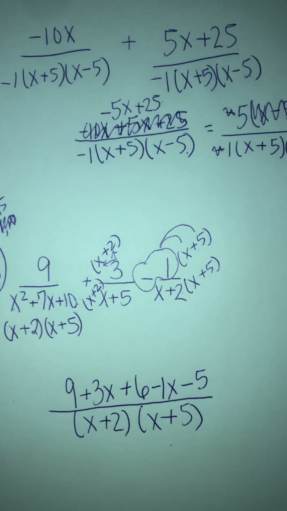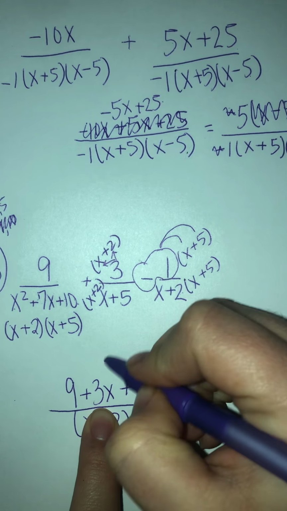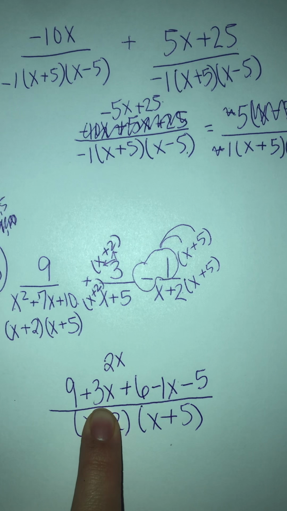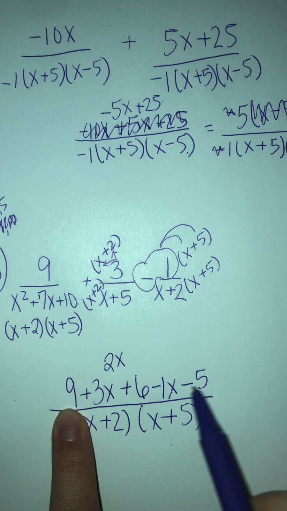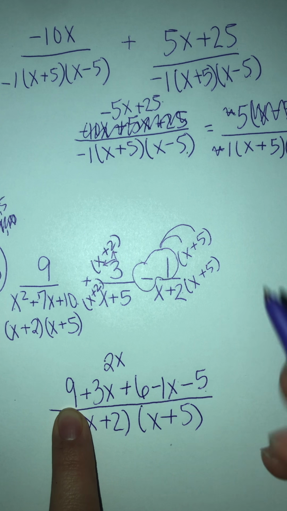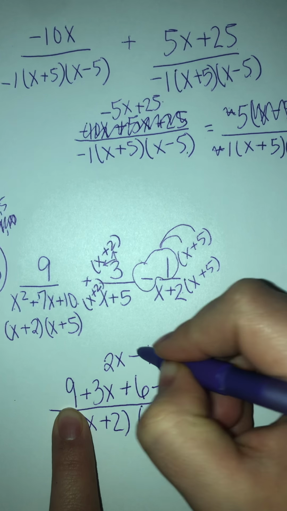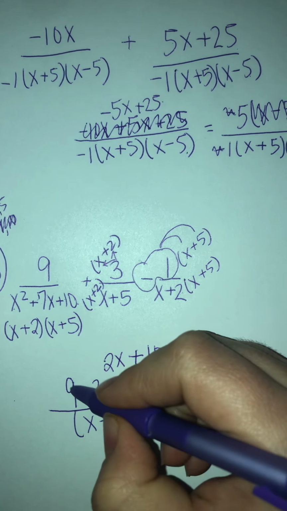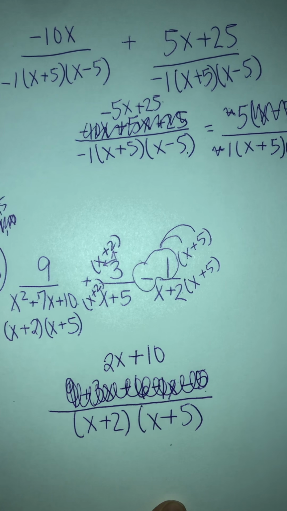And so from here, you're trying to think about that idea. Is there anything I can combine together? We have a 3x and a minus 1x. That would be 2 x's when I go and combine them. Now we're going to look at 9 plus 6, take away 5. That will give us a total of 10, and it's going to be positive. So this piece no longer exists because you've combined your like terms.